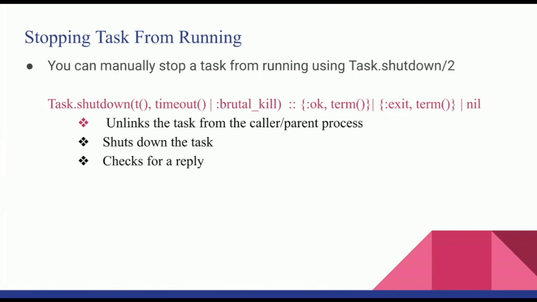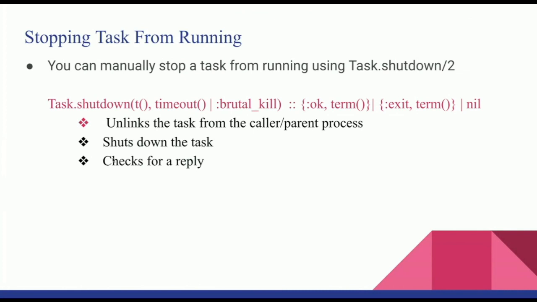Welcome to the fifth series of running code concurrently in Elixir. In this series, we will learn how to stop a task from running. You can manually stop a task from running using Task.shutdown/2.